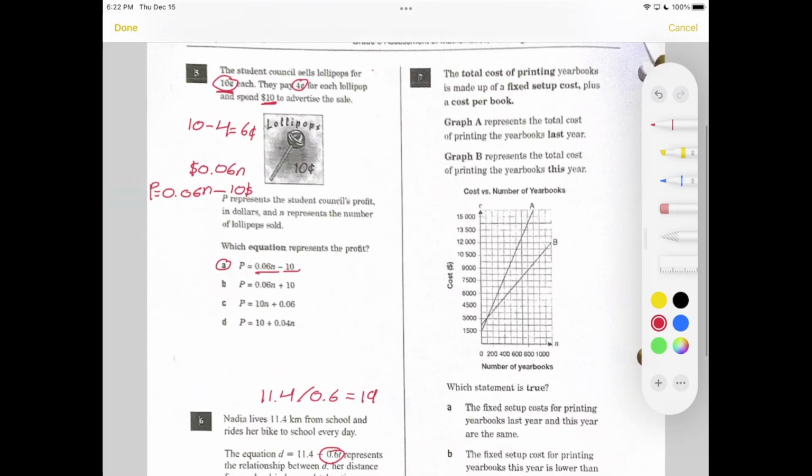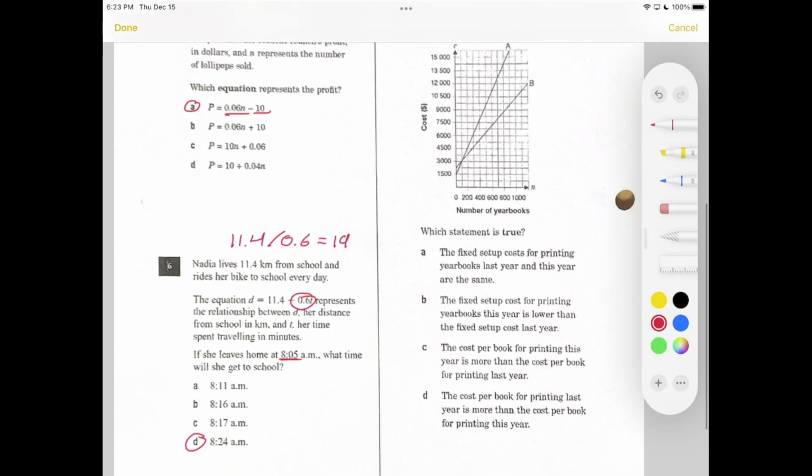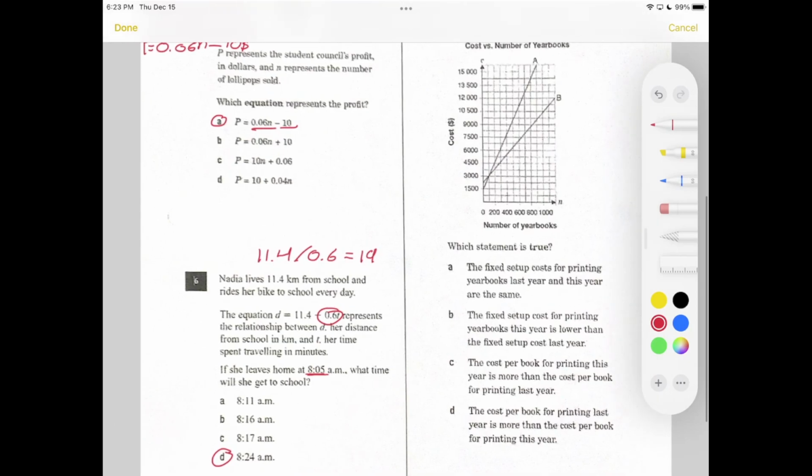The total cost of printing yearbooks is made up of a fixed setup cost plus a cost per book. Graph A represents the total cost of printing the yearbook last year. Graph B represents the total cost of printing the yearbook this year. Now we have to look at this graph and we have to give the true statement. The fixed setup costs for printing yearbooks last year and this year are the same. No, we know that the setup cost is a bit lower last year than it was this year. So you can cross this out.